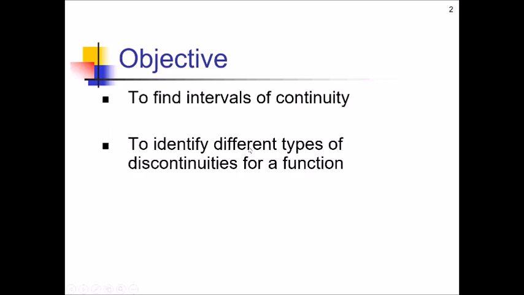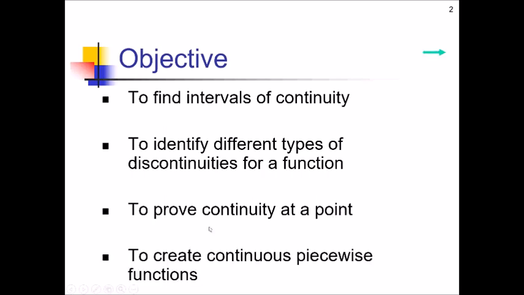Hello there, Mr. Sutton here, bringing you this AB Calculus 2-6 lesson on continuity. We have several objectives in this one. We will be finding intervals of continuity, identifying different types of discontinuities for functions, proving continuity at a specific point, especially with piecewise functions, and creating continuous piecewise functions by finding missing constants.